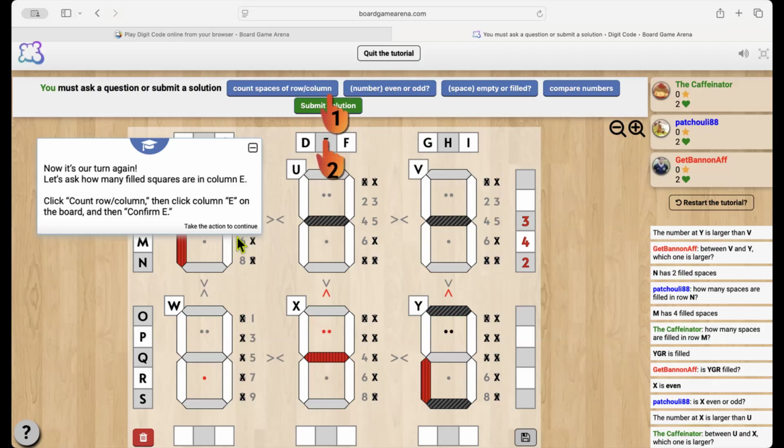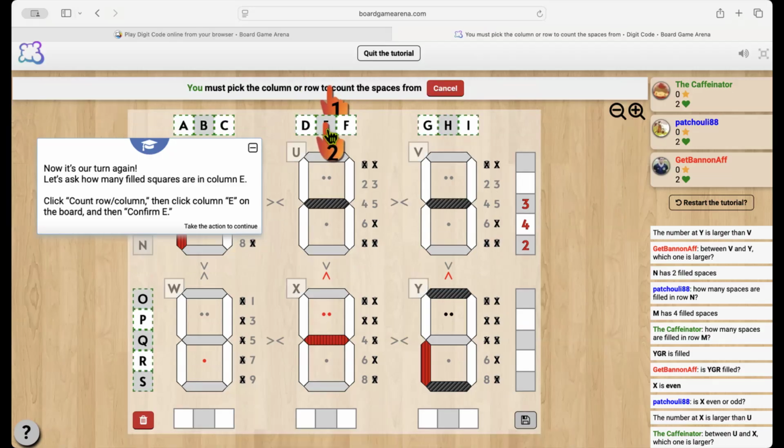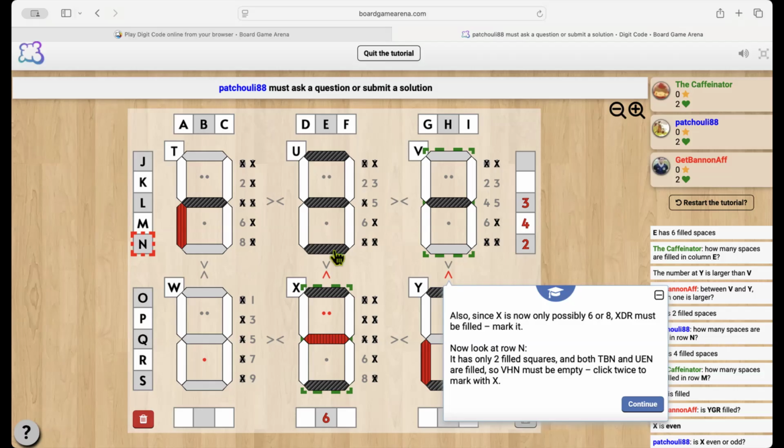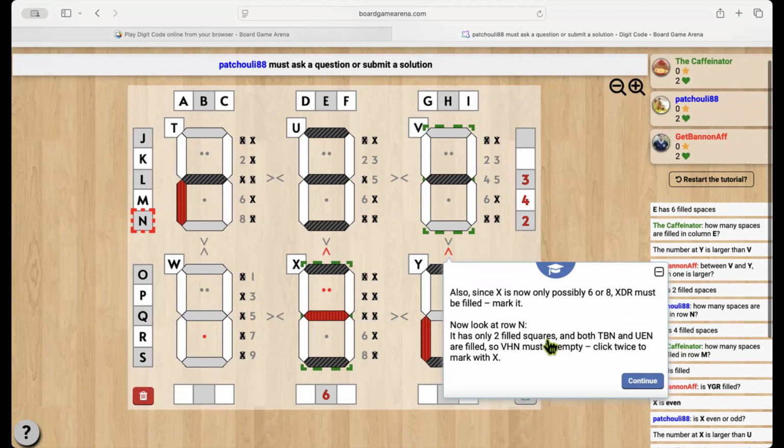Now it's our turn again. Let's ask how many filled squares are in column E. So click on this, how many in column E? Click confirm. There's 6. So that means these are all filled. So 1, 2, 3, 4, 5, 6. Now because these are filled out, it can't be 4, because remember, there's nothing on the bottom for 4. Continue. Also, since X is now only possible for 6 or 8, X, D, R must be filled, so mark it.